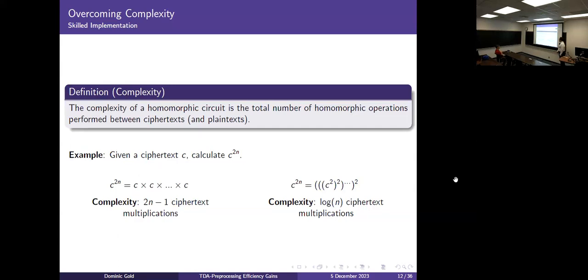If I tell you, here's a ciphertext, now calculate c to the power of 2n. Naively, you can multiply c times itself 2n minus 1 many times, giving a complexity of 2n minus 1 multiplications. Or if you're a little bit more savvy, you can treat it as successive squaring to get you log of n many multiplications. So both end up with the same answer, but one has way more operations than the other. So that's complexity.